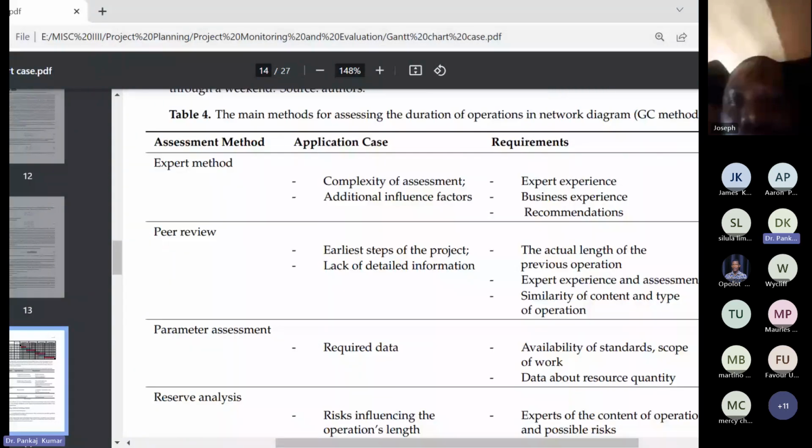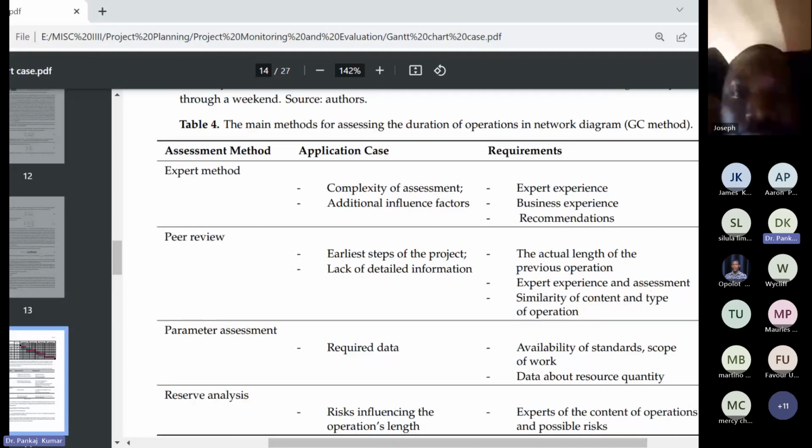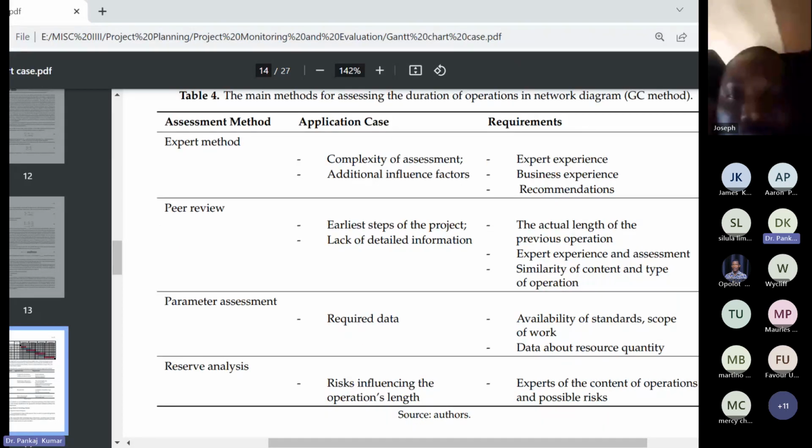Now we will see which methods can be applied for assessing the duration of operations, like the expert method.